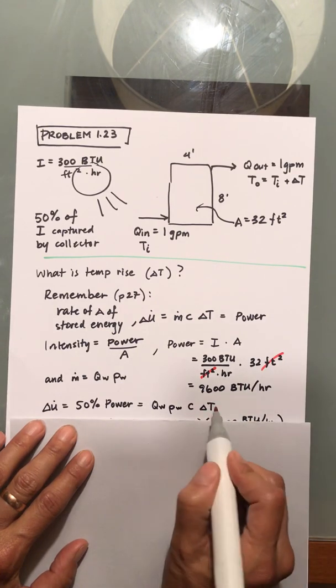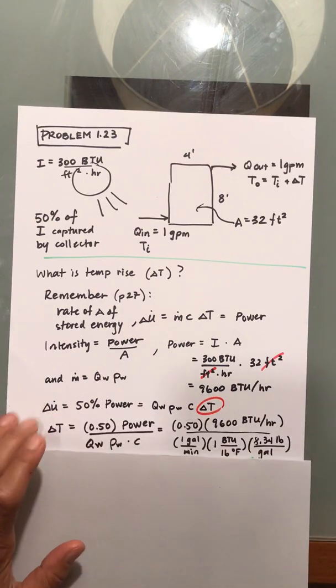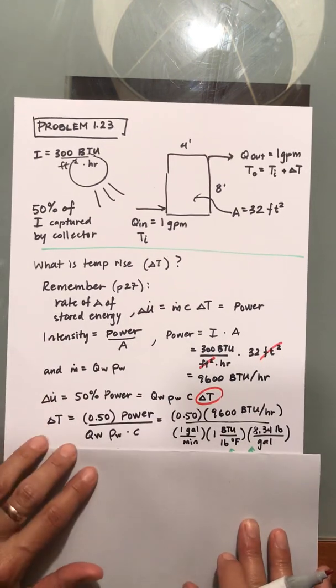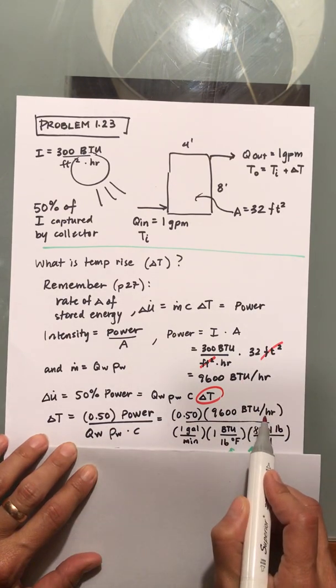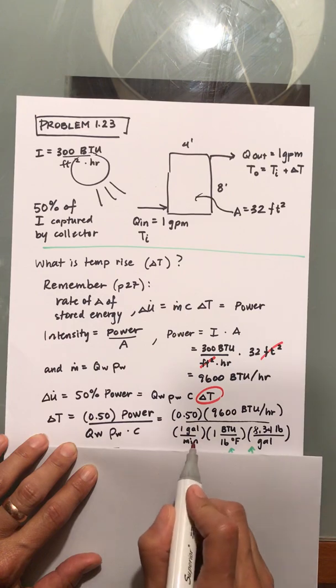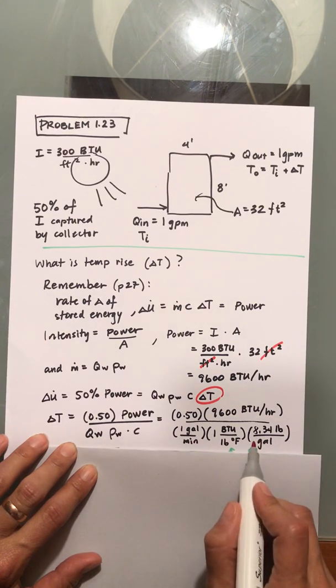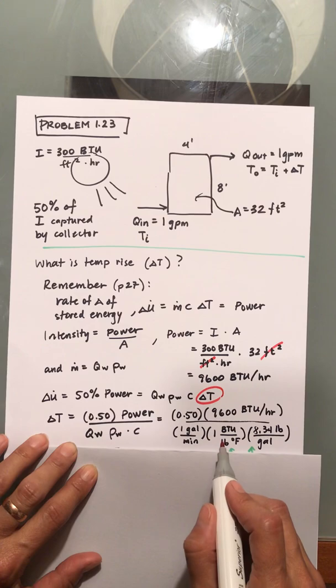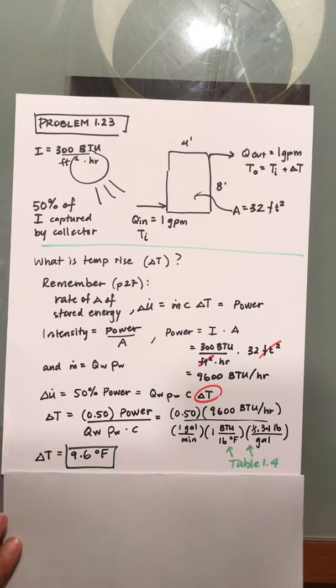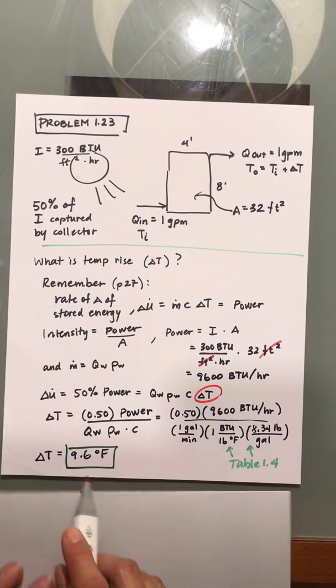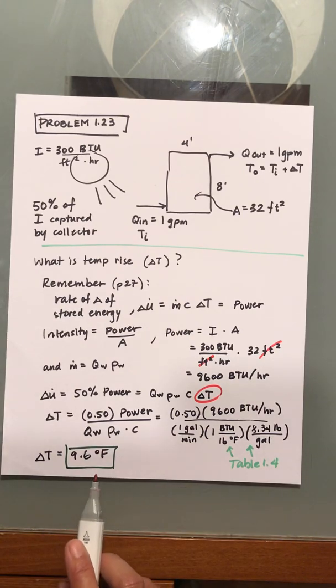So this delta T term is what we're looking for. Okay, so solving for delta T is 0.5 times the power, which we said is 9,600 BTUs per hour, divided by the flow rate in, times the specific heat capacity, times the density of water from table 1.4. Okay, and doing that gives us a final change in temperature of 9.6 degrees Fahrenheit, and that's how much the water in the collector has changed in temperature.